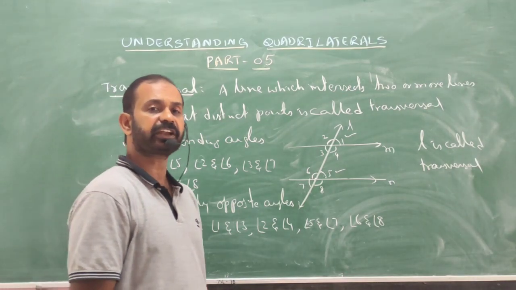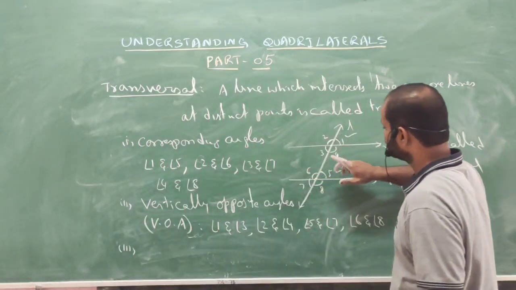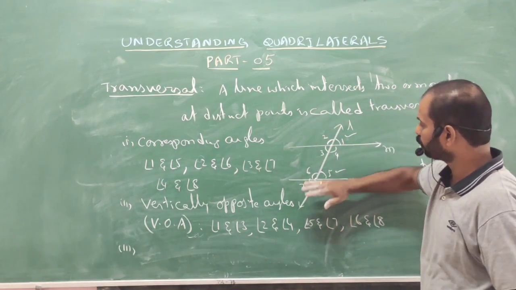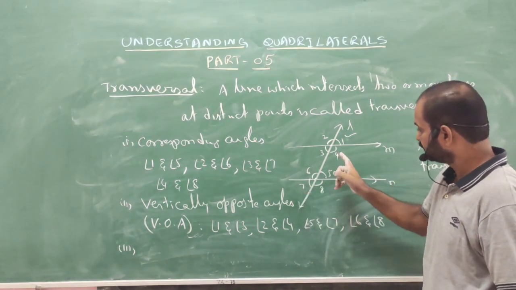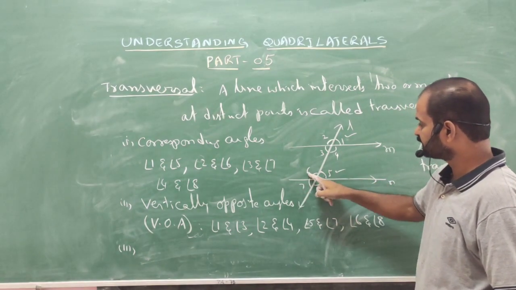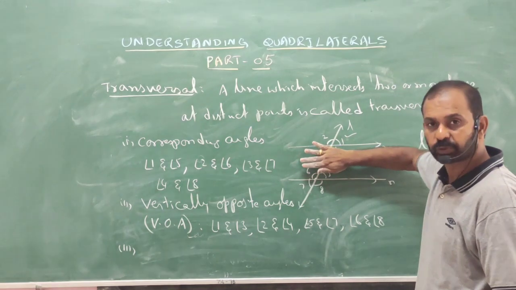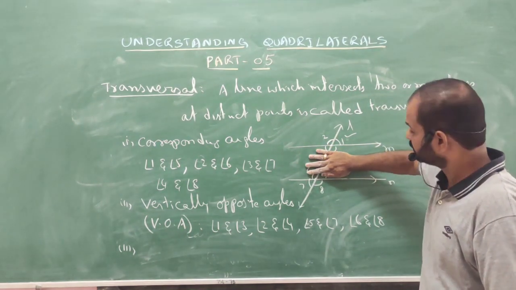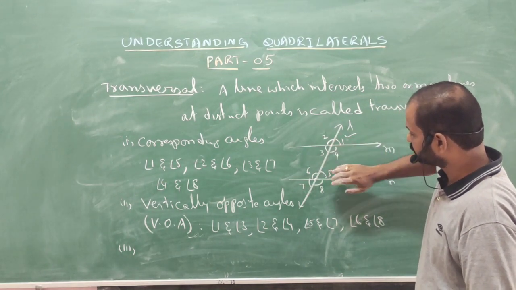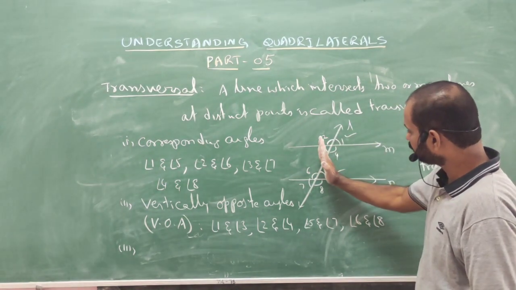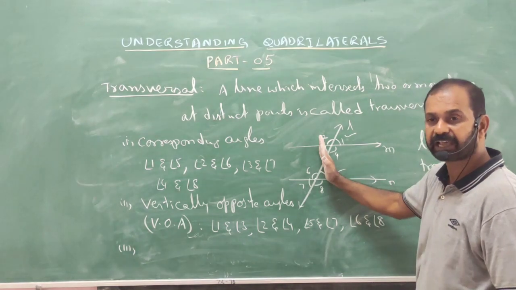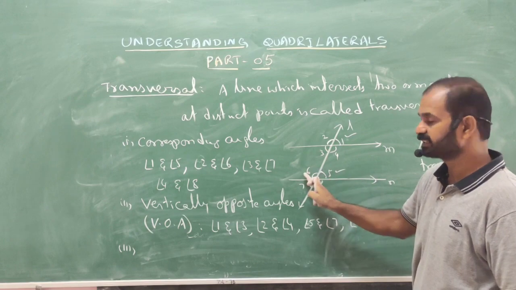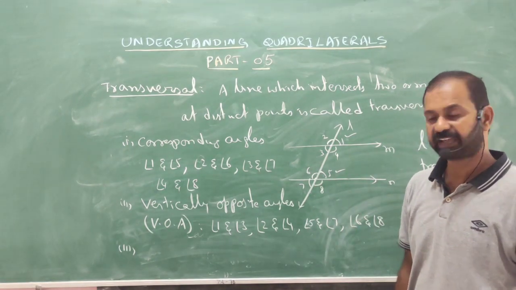Next, come to the third one: alternate interior angles. What are the interior angles? 1, 2, 7, 8 are outside, so they are called exterior angles. 3, 4, 5, 6 are inside these two lines, therefore they are called interior angles. Now in this, alternate means not on the same side. So 3 and 5 are alternate interior angles, and 4 and 6 are alternate interior angles.